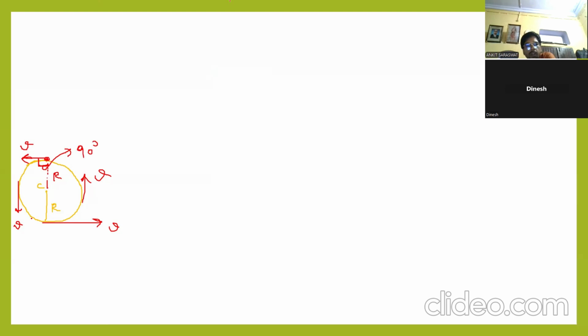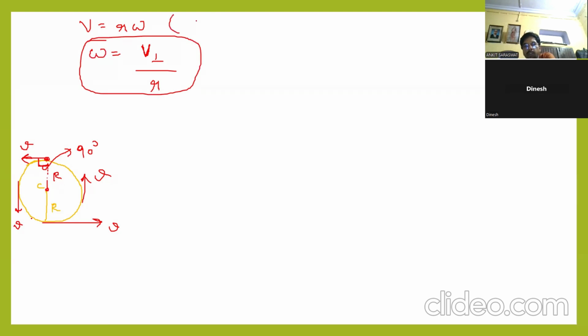So in the formula you have learned, V is equal to R omega, V will be perpendicular to R, where R is from the center. Clear? This formula is particularly valid for circular motion, but the idea can be applied for every curved path.